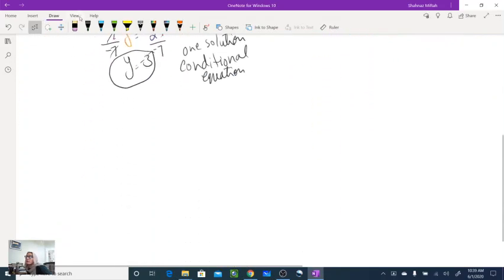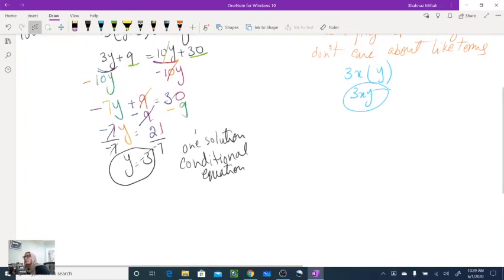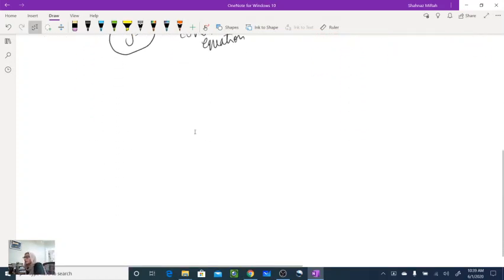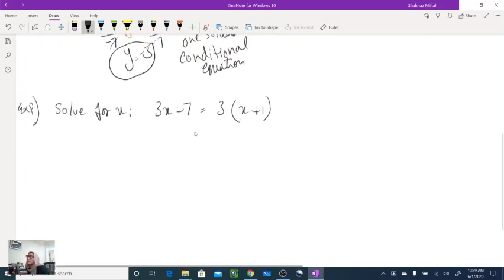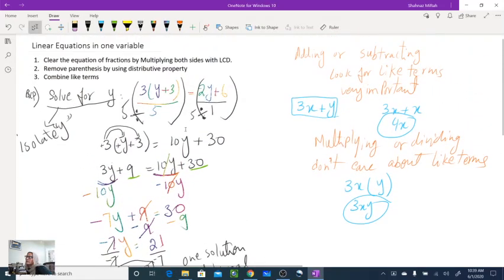Okay, let's go for another equation because it's kind of easy. Example, they said solve for x, and I have 3x minus 7 equal 3 parentheses x plus 1. Now again, my steps, I'll go back and check the first step. The first step said solve the fractions, and I don't have any fractions, so ignore that one.